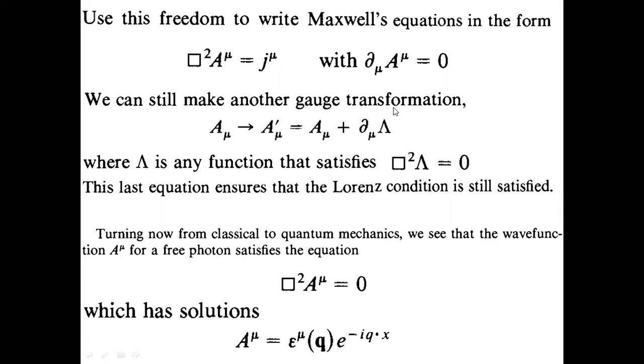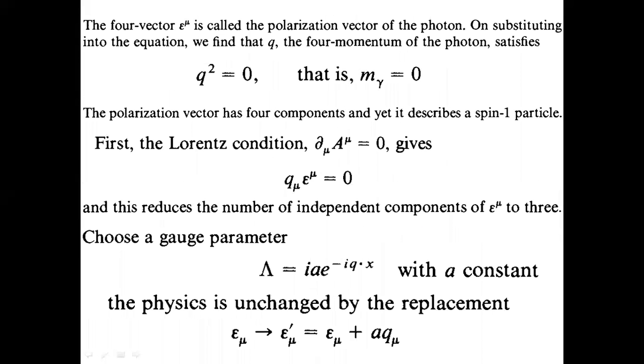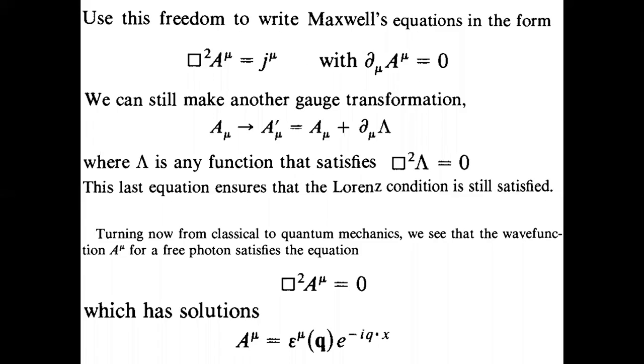Now we can introduce another gauge transformation such that del square lambda equals 0, such that this equation is still valid, right? We introduce a gauge transformation lambda and we apply that. Okay, so if J is 0, then A mu satisfies this equation, right?